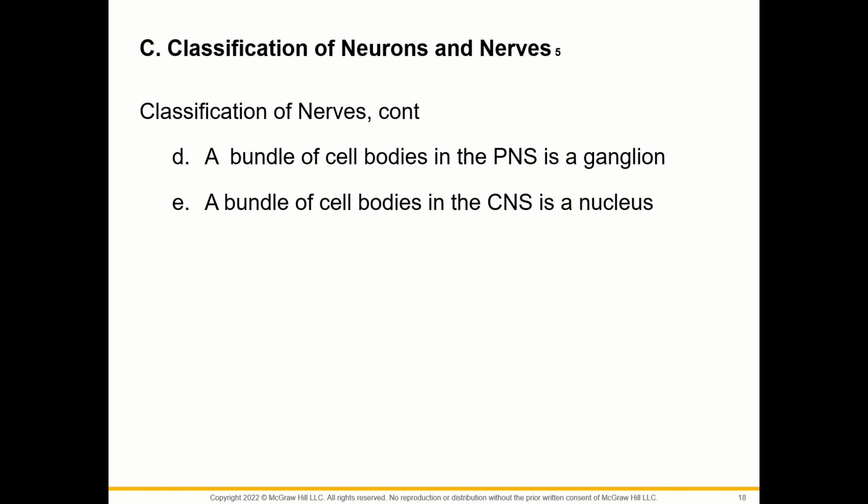All right, and then once more, a bundle of cell bodies in the peripheral nervous system is a ganglion, and you already saw a couple of examples of where that would occur. Like the sensory neurons, their cell bodies will be located outside of the central nervous system in what are called dorsal root ganglia. And then a bundle of cell bodies in the central nervous system is the nucleus. And I mentioned that we're going to learn about basal nuclei when you get into the central nervous system chapter.